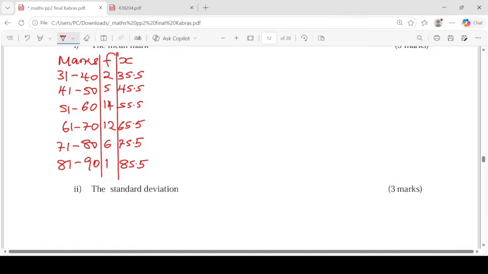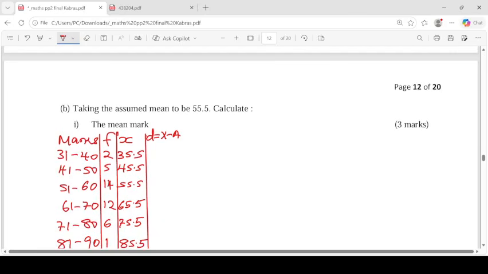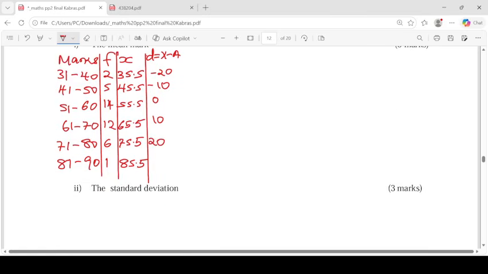Then I can get the deviations. The deviation D is usually given by x minus a. So our assumed mean here is 55.5. So 35.5 minus 55.5, you get negative 20, negative 10, 0, 10, 20, then 30.